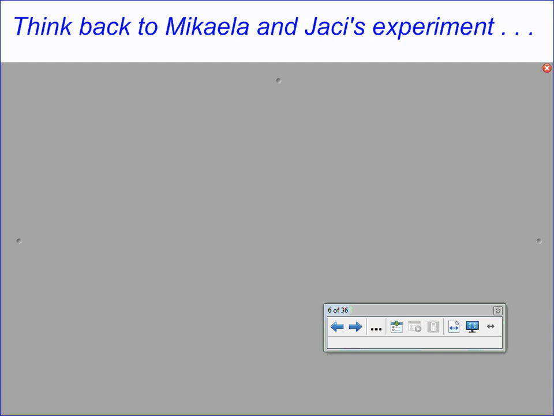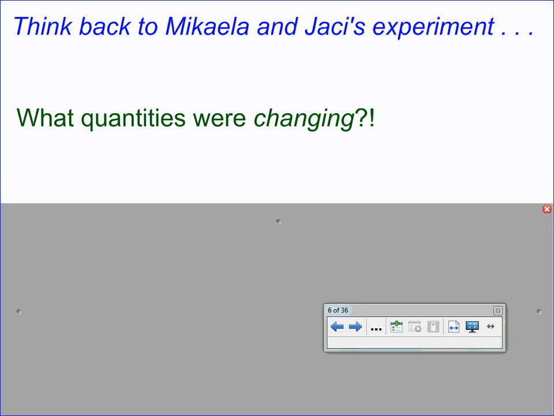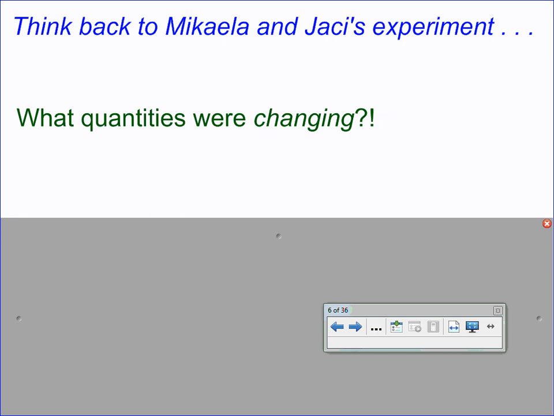Okay, ladies and gentlemen, so what I want you to do is think back to Michaela and Jackie's experiment. So we had the CBL data that we used from several years ago, and we generated data for the distance between the base of the ladder and the barn, and the top of the ladder and the ground. And so what quantities were changing in that problem? I think we'll go ahead and make a picture.